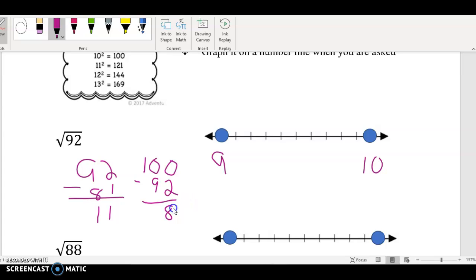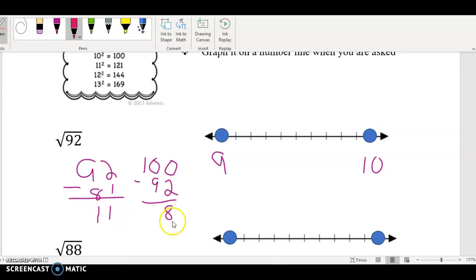All right, so which one is it closer to? It's 11 units away from 9 squared, and it's 8 units away from 10 squared. So we know that's going to be somewhere closer over here. So you're just going to guesstimate right now. That's all I'm going to ask you to do. I'm going to ask you to put where you think that it's going to be.